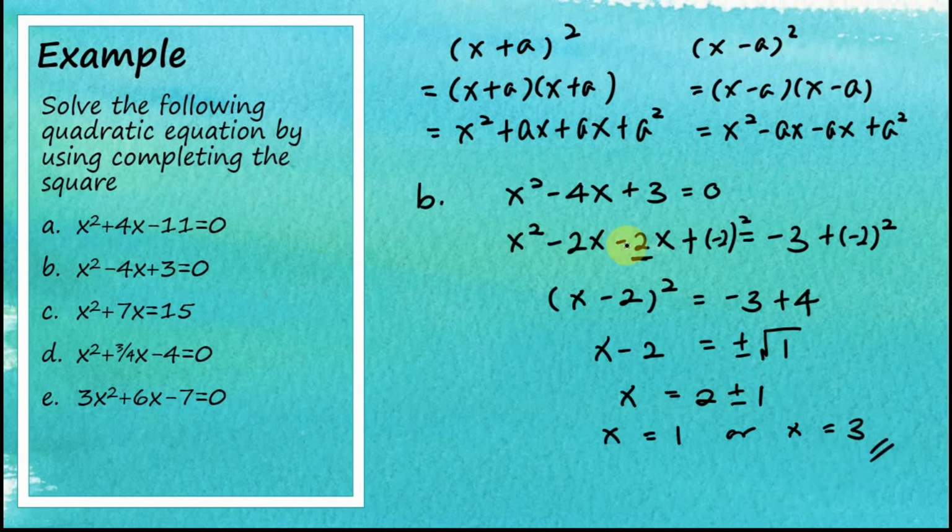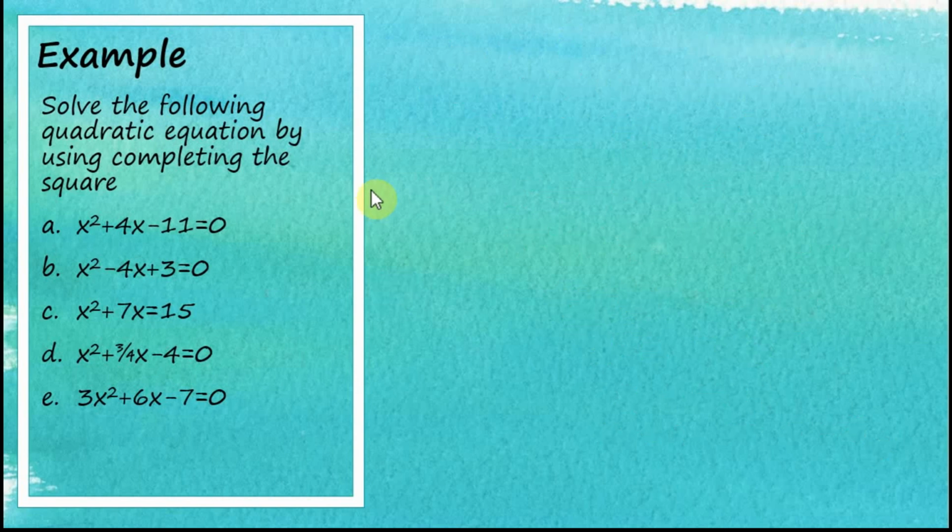Okay, so take note that if the coefficient of x is negative, we still do the same thing. The process is almost the same, but the expression becomes (x minus 2), not (x plus 2). Now let's see question C.